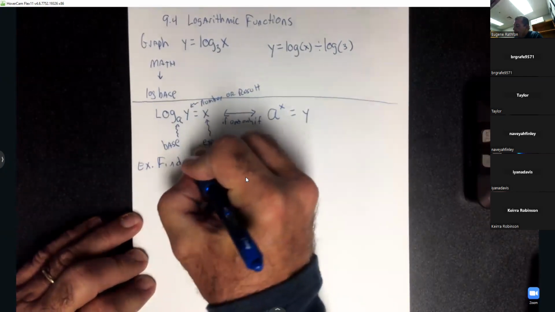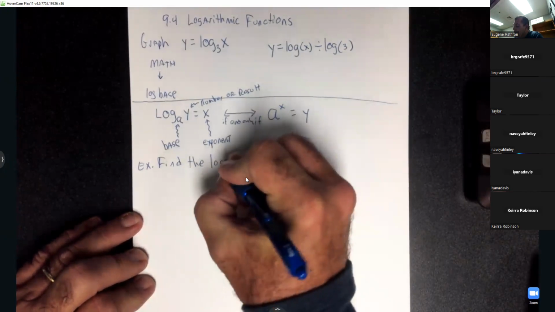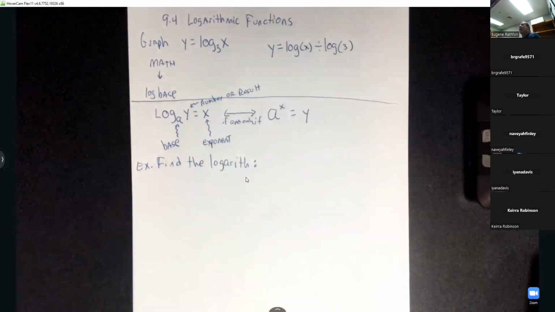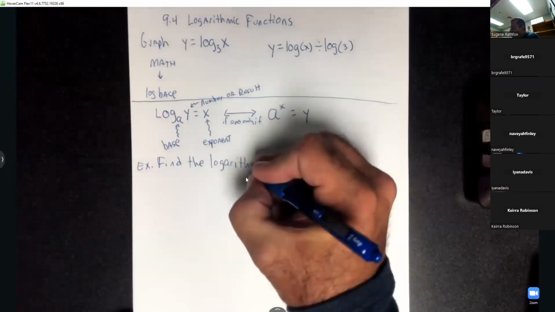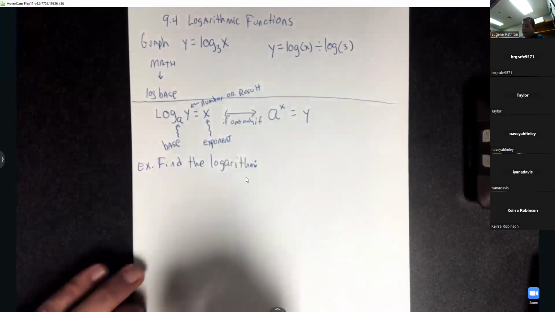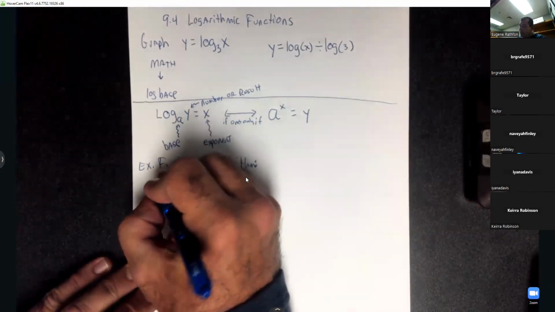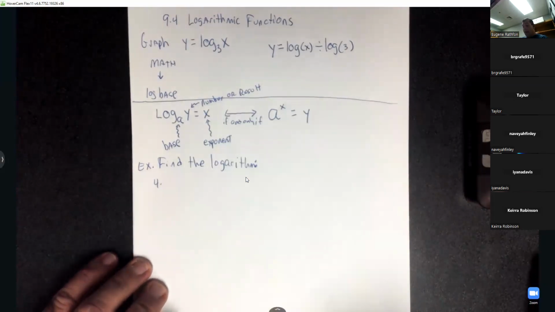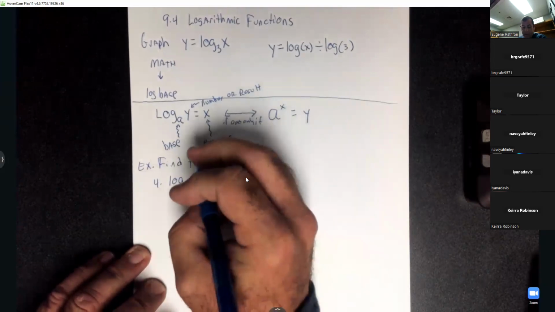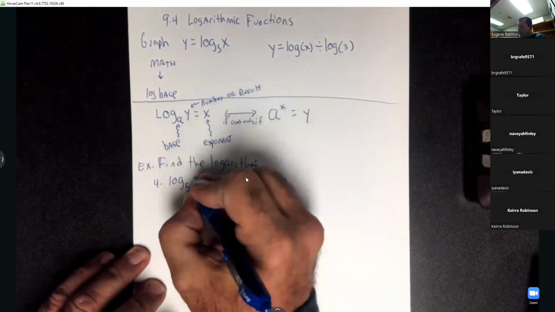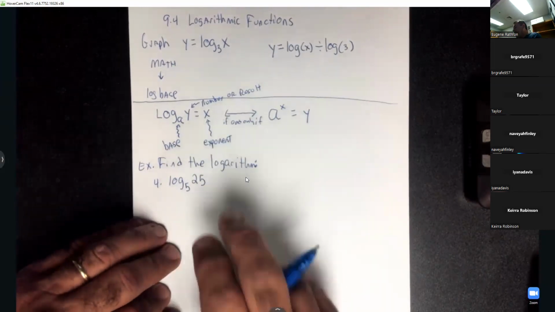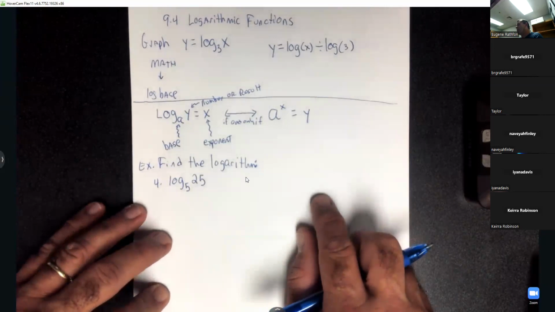So let's find the logarithm, or basically, let's find those exponents, okay? These start at number 4, okay? So this one wants me to find the log base 5 of 25. So y'all, let me write out what this is actually asking me.